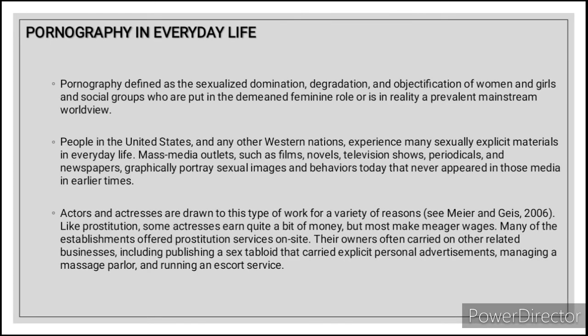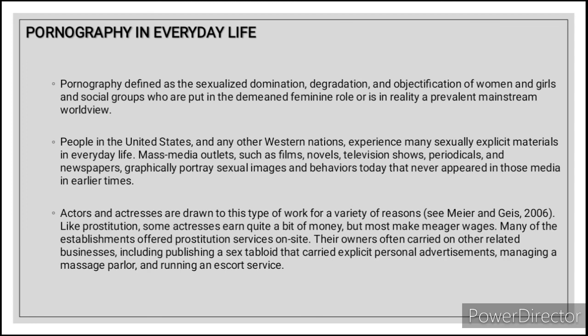So, pornography in our everyday life is defined as the sexualized domination, degradation, and objectification of women and girls and social groups who are put in the domain of feminine role, and is in reality a prevalent mainstream worldview. People in the United States and in other Western nations experience many sexually explicit materials in everyday life. Mass media outlets such as films, novels, television shows, periodicals, and newspapers graphically portray sexual images and behavior today that never appeared in those media in earlier times.